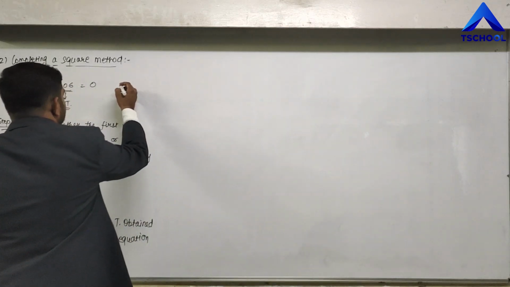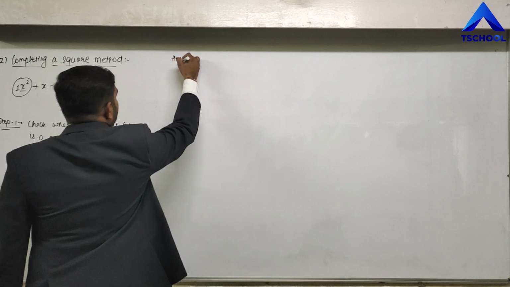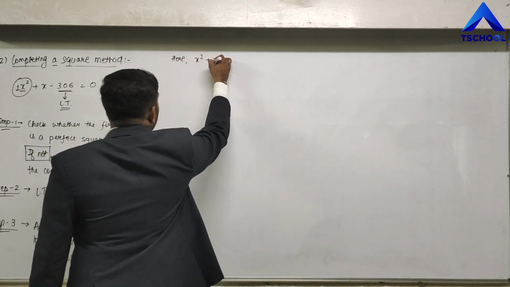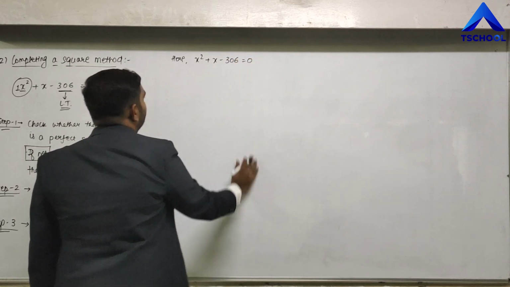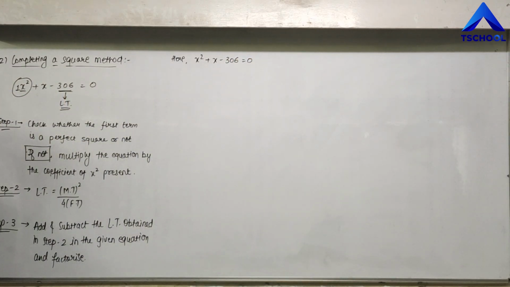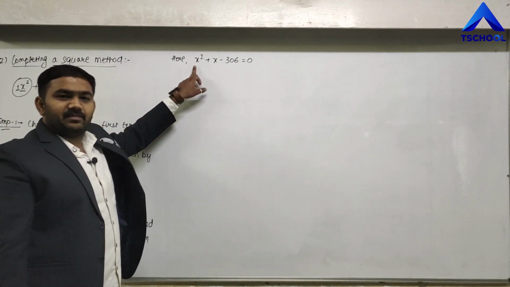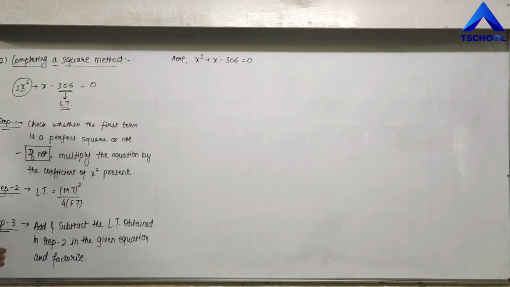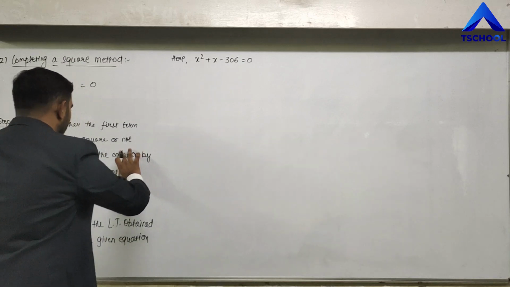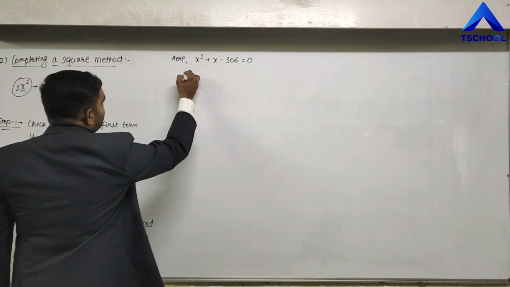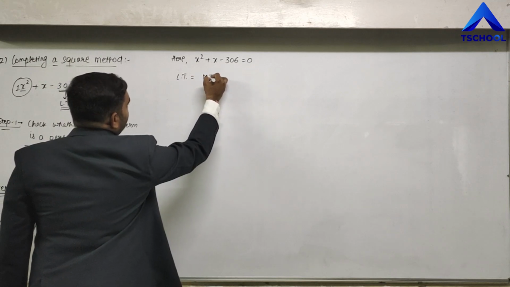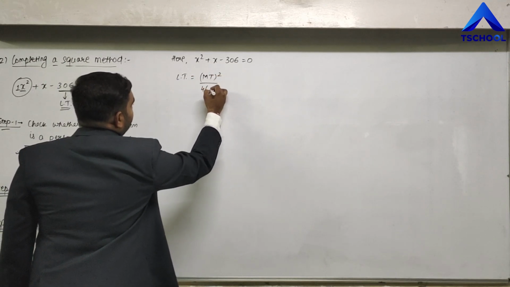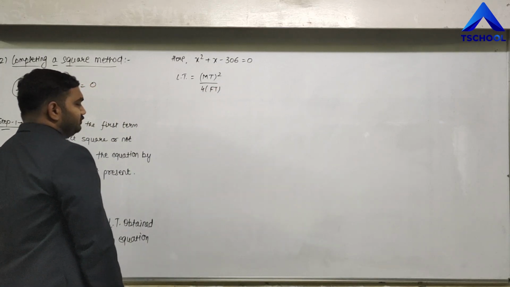Now let us see the given example. Here the given example is x square plus x minus 306 equals 0. The first step: check whether the first term is a perfect square or not. Is x square a perfect square? Yes, obviously it is. So we are not going to multiply, because only if it is not a perfect square do we multiply. Now we move on to the second step, that is last term equals middle term square upon 4 into first term.